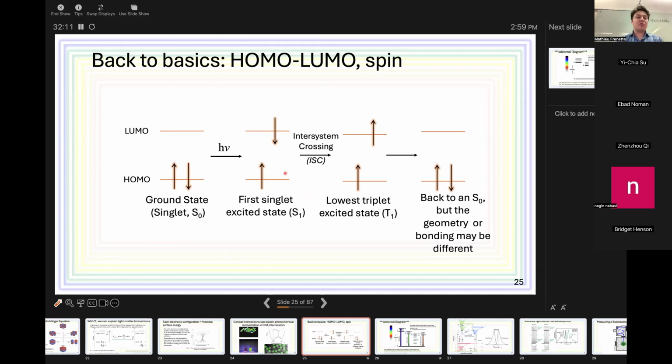Fluorescence, which I just showed you, is just the return. So you'll have fluorescence here. Call you back. Oops. That's supposed to be an L.